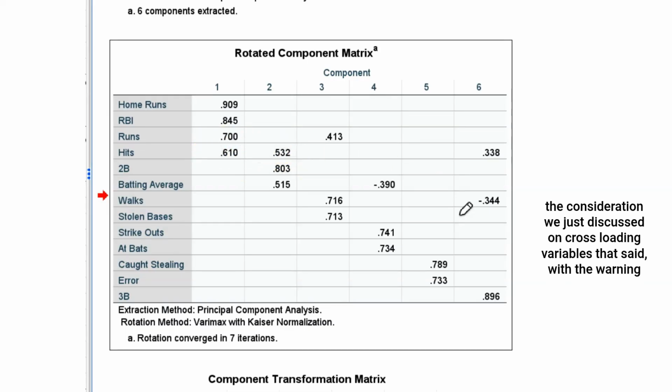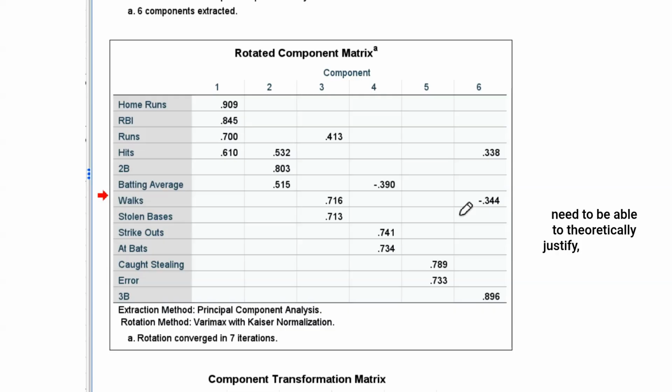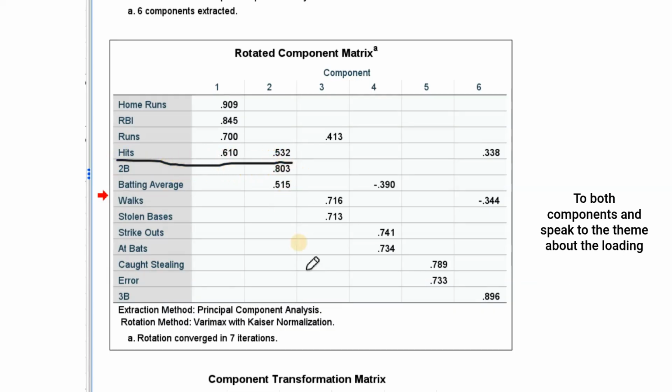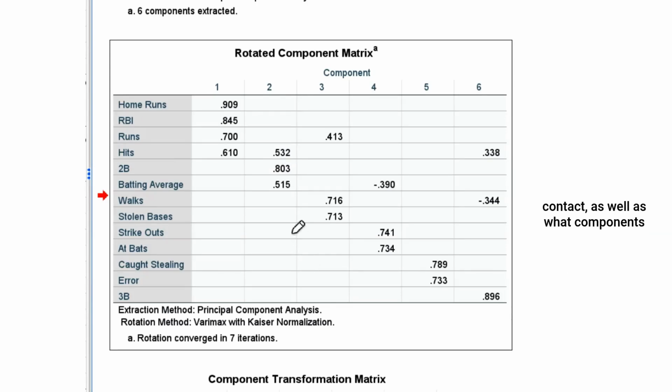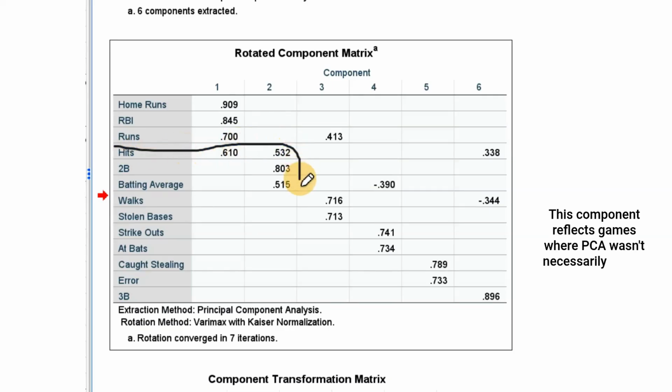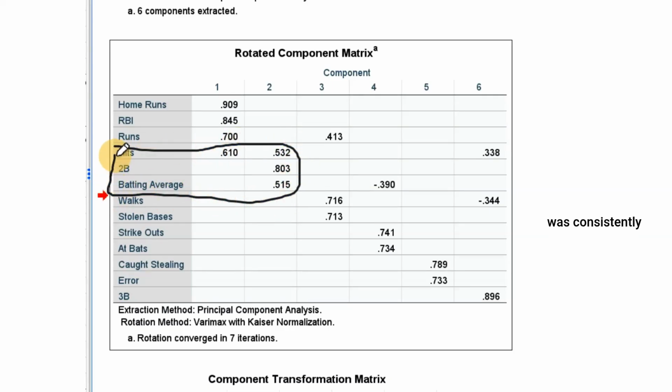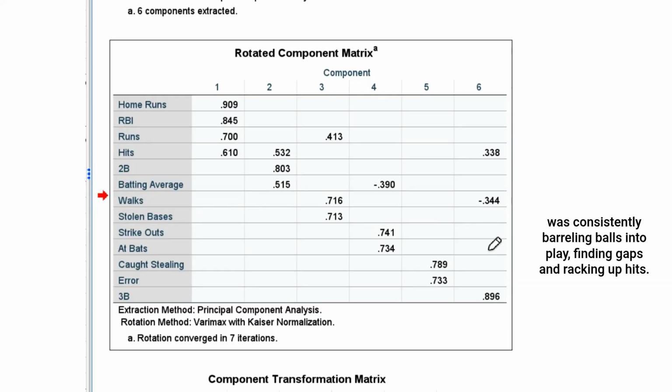That said, with the warning being that we need to be able to theoretically justify, we can see that hits may have strong contribution to both components and speak to the theme about the loading. Hits are a critical summary of both power as well as what Component 2 looks to be representing: contact and gap power. This component reflects games where PCA wasn't necessarily hitting home runs, but was consistently barreling balls into play, finding gaps, and racking up hits.